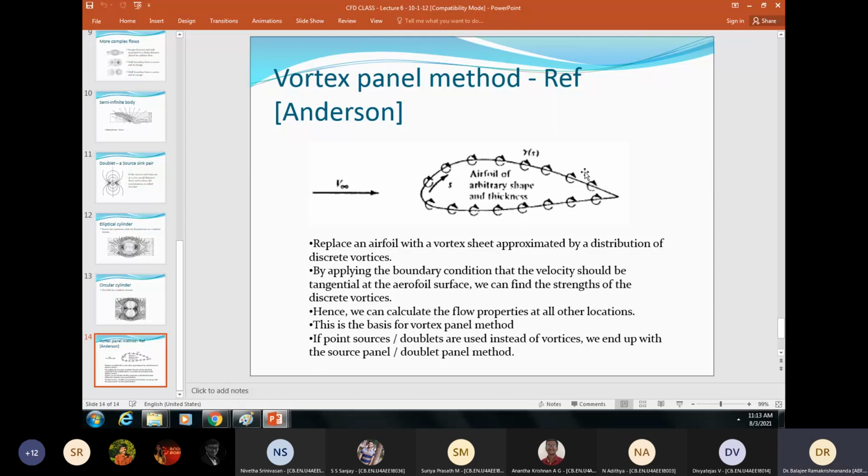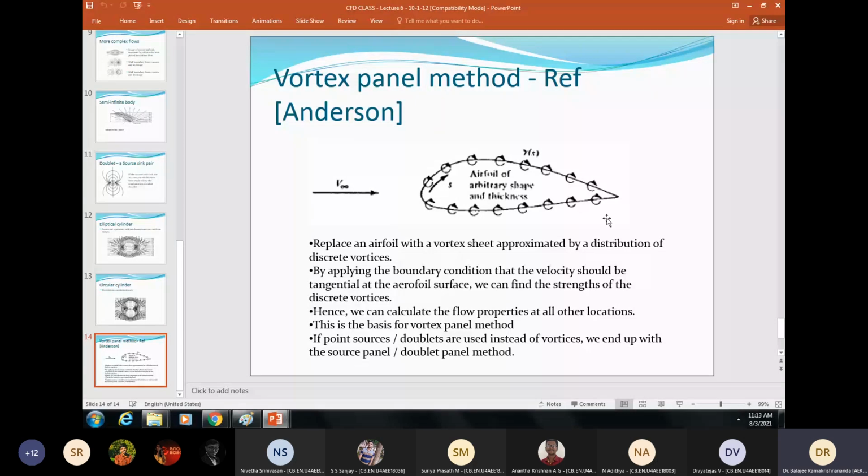Now, what if you find the strength? Then you can back calculate. Using that strength, you can find the potential at every point. By differentiating the potential, you can get the velocity. By using the free stream pressure, you can get the pressure distribution at all the points. So finally, if you get the pressure distribution, you get the CP distribution, and you have lift, moment, and drag, all three. Basically, you can solve the whole problem.